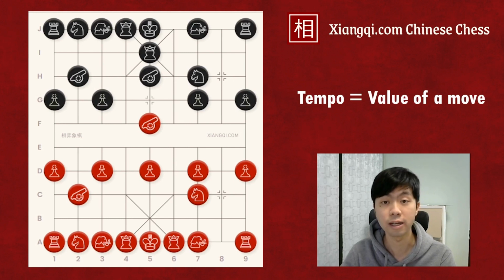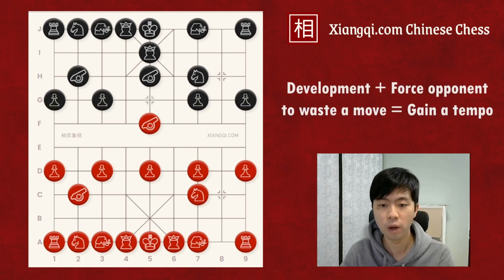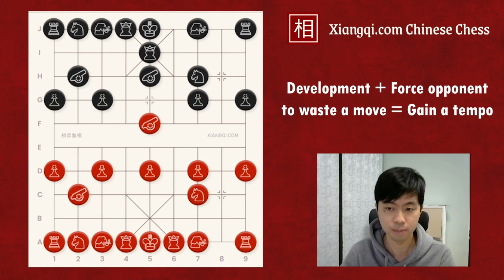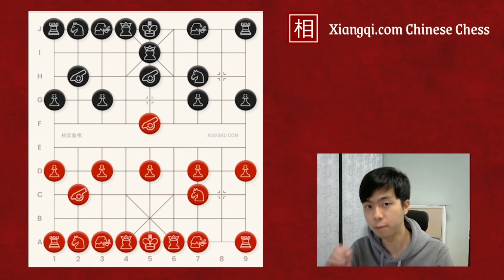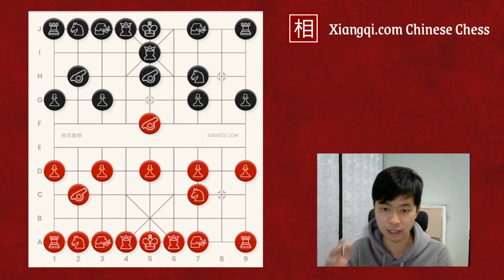A tempo is like the value of a move, and investing a tempo in a move that doesn't improve your situation is a waste of it. When your opponent makes a move that not only develops his piece, but also forces you to waste a tempo to save your piece, you lose a tempo in this way. This tempo disadvantage can lead to poor development of your pieces in the later game.